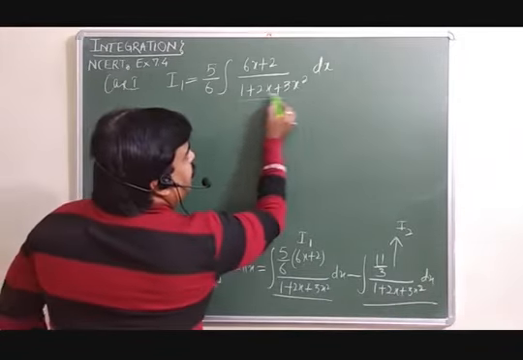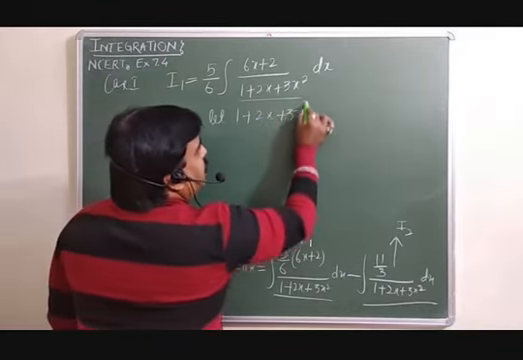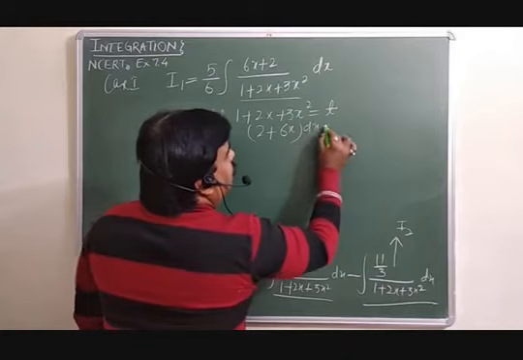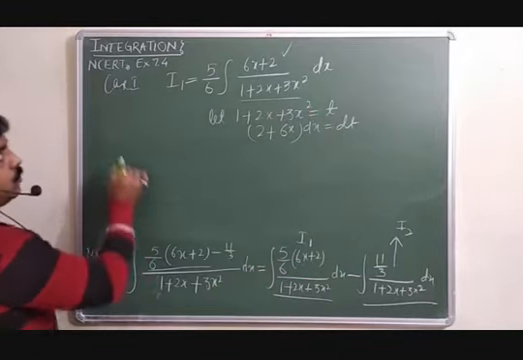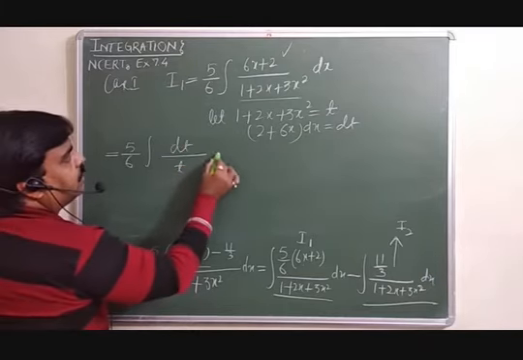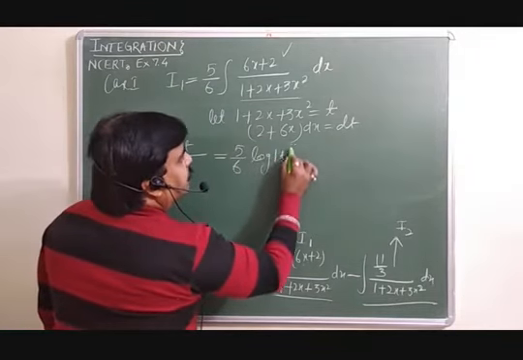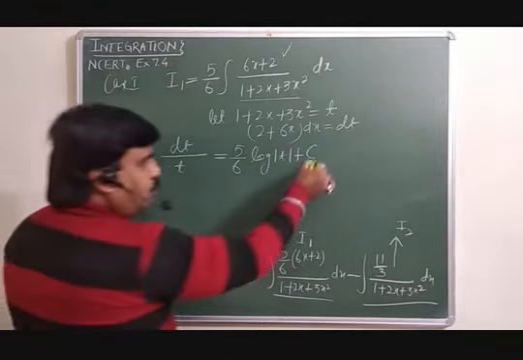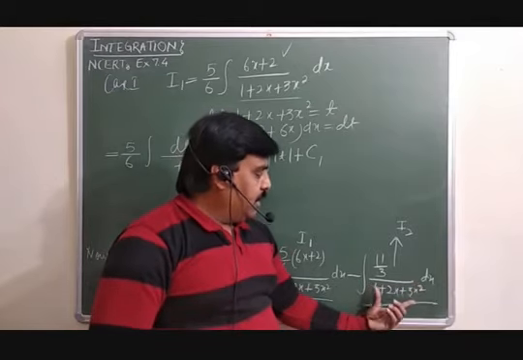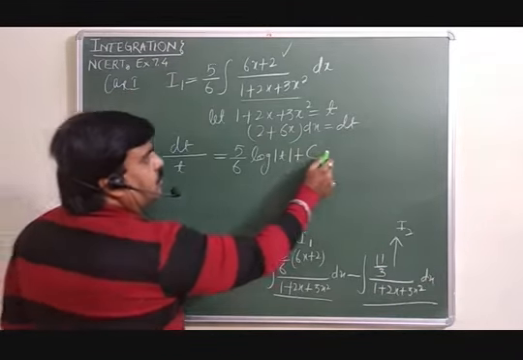Now you can apply the substitution method here. You can let 1 plus 2x plus 3x square be equal to t. What you will get? 2 plus 6x dx is equal to dt, that is in the numerator. So this is equal to 5 over 6 dt over t, and this is equal to 5 over 6 log t plus c. For our own convenience you can say c1, because here again you will take the antiderivative of this one, so you are supposed to introduce the constant of integration.